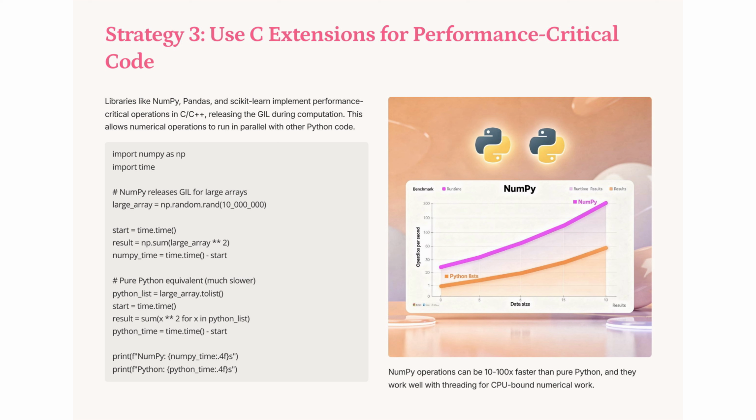Using C extensions like NumPy can significantly boost performance for CPU-bound tasks. NumPy releases the GIL for large arrays, enabling parallel execution. For instance, summing squares of a large array is much faster with NumPy than pure Python. Libraries such as Pandas and scikit-learn also leverage C++ for efficient computation, enhancing speed and concurrency.